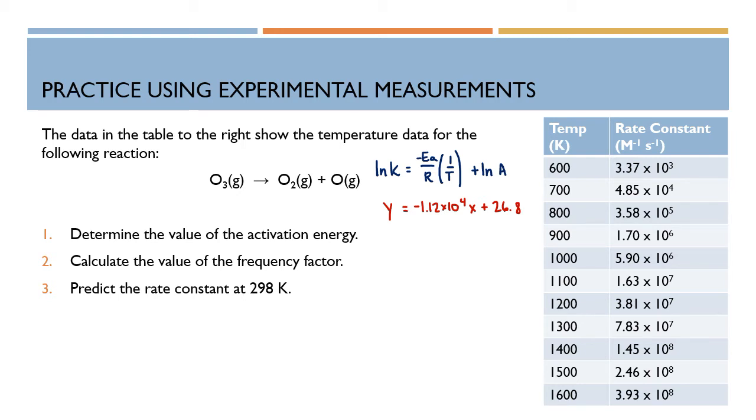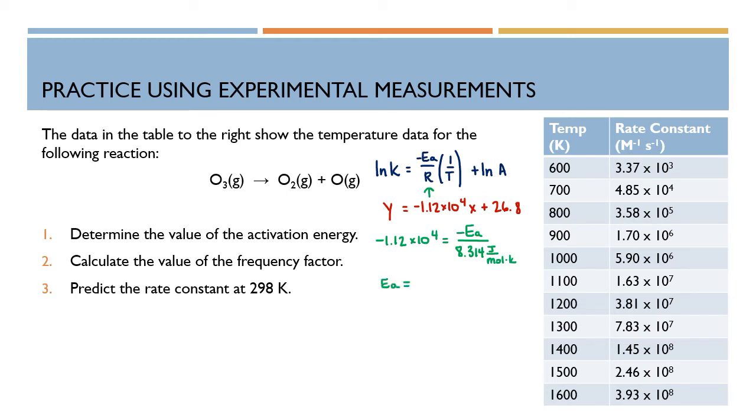Now I want to determine the value of the activation energy. So this problem has me determining the value of the activation energy. Well, I can use my plotted data and this equation to solve for the activation energy. So negative 1.12 times 10 to the fourth is equal to negative Ea, or the activation energy, over R. R, remember, is 8.314 joules per mole K.